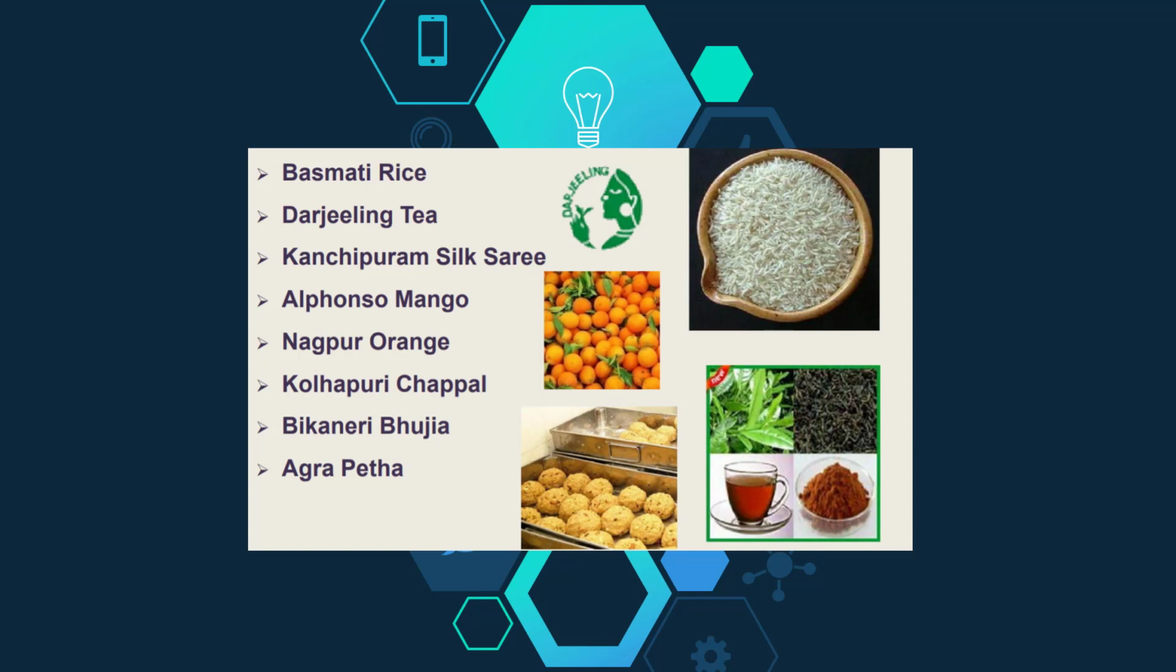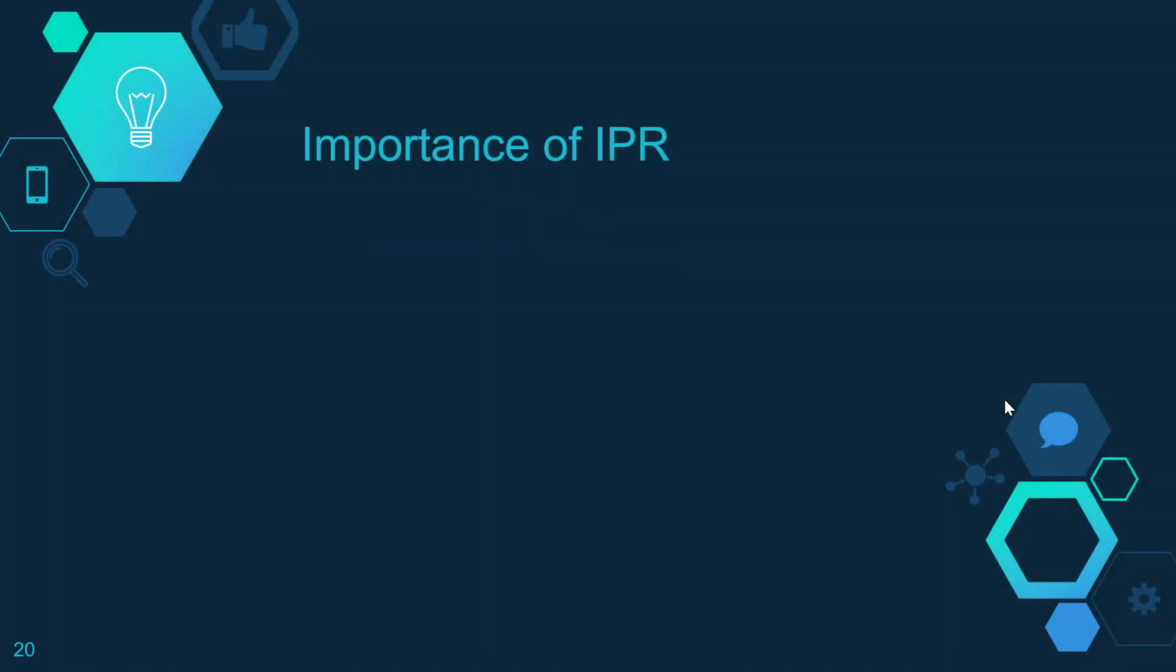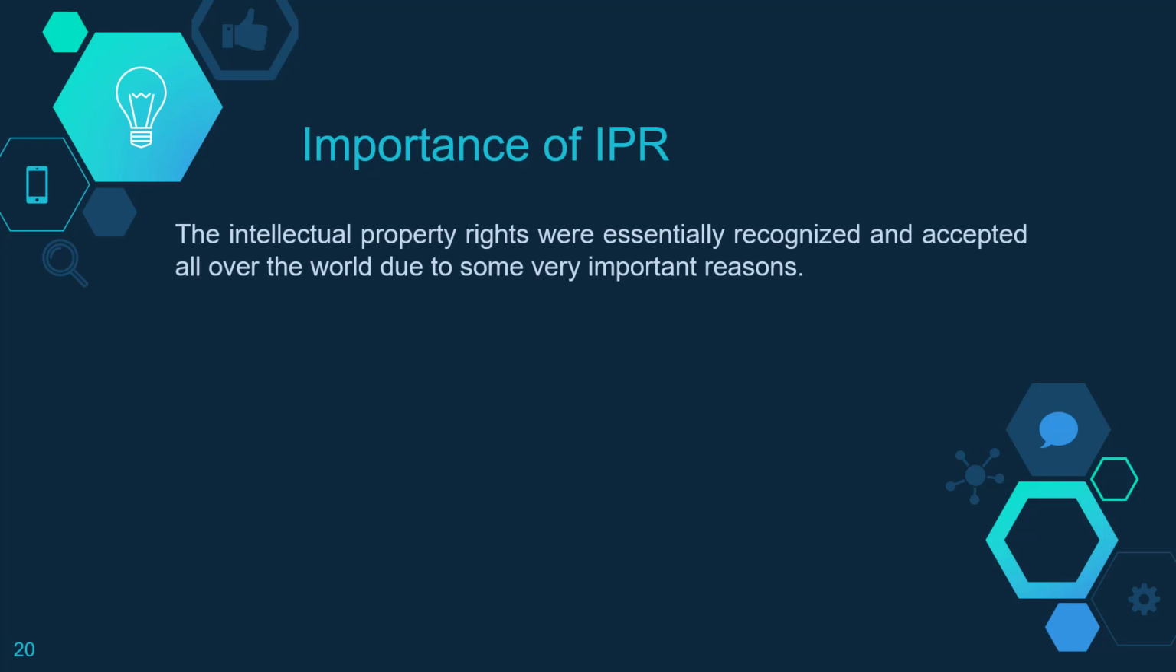If you could look at my screen, these are some examples of geographical indications. Basmati rice, Darjeeling tea, Kanchipuram silk sari, Alphonso mango, Nagpur orange, Kolhapuri chappal, Bikaneri bhujia or Agra petha are examples of geographical indications. Next one is the importance of intellectual property rights.